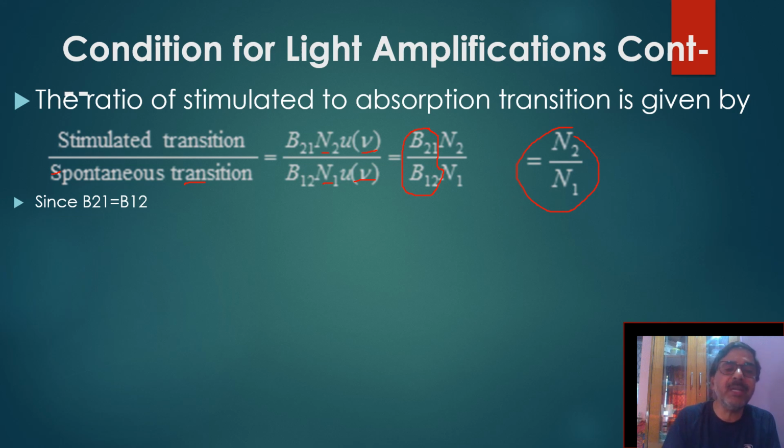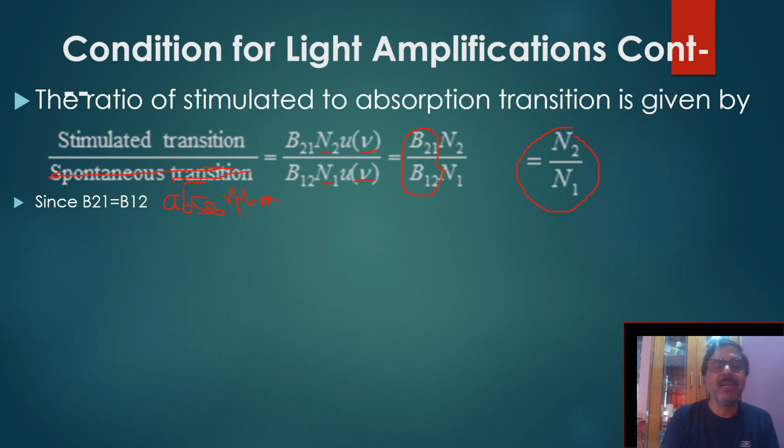That is, stimulated transition upon stimulated absorption. So here you make absorption. It's not here, this is absorption. So this is the correction that is required. I hope you have understood this, right?